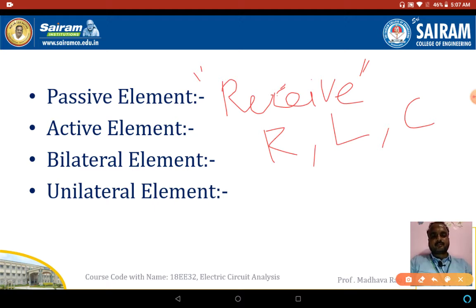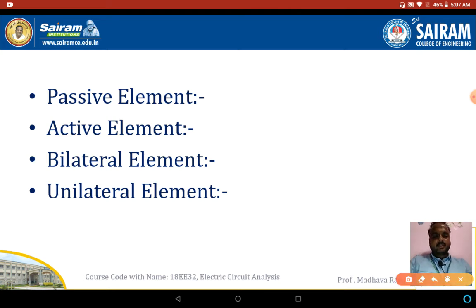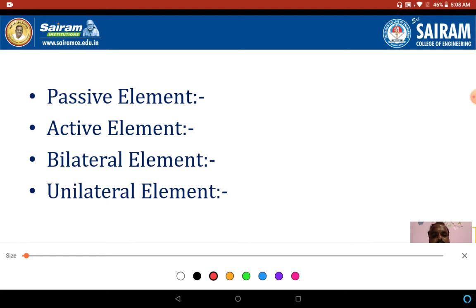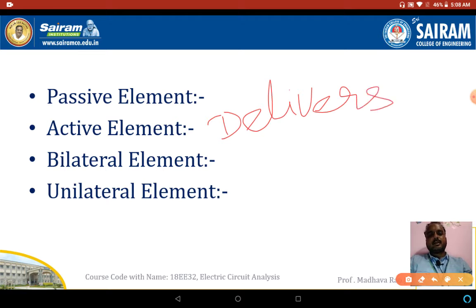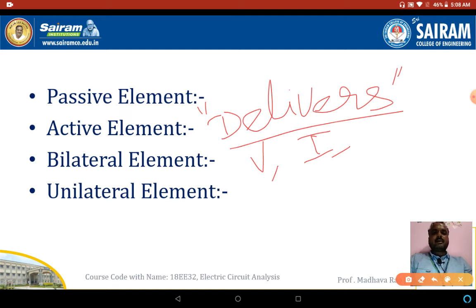Next, coming to active elements: the elements which are able to deliver the energy to an external circuit are called active elements. Here we have to remember delivers the energy. Examples for active elements are voltage source and current source. It may be a constant voltage source or alternating voltage source, and similarly a constant current source or alternating current source.